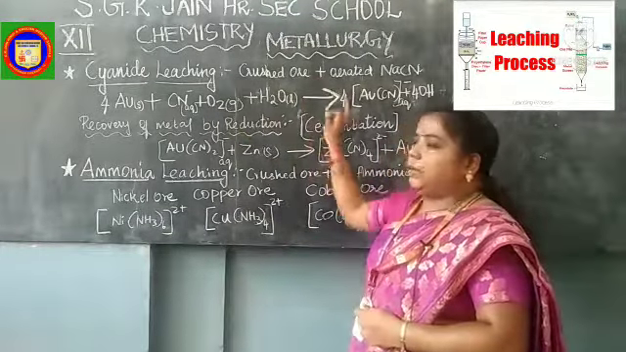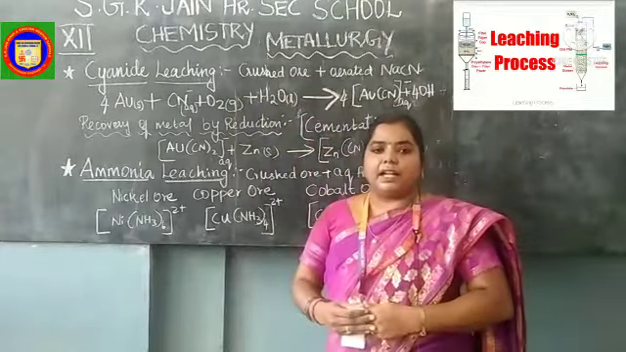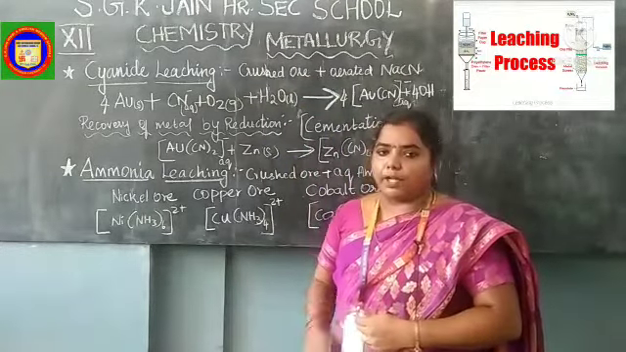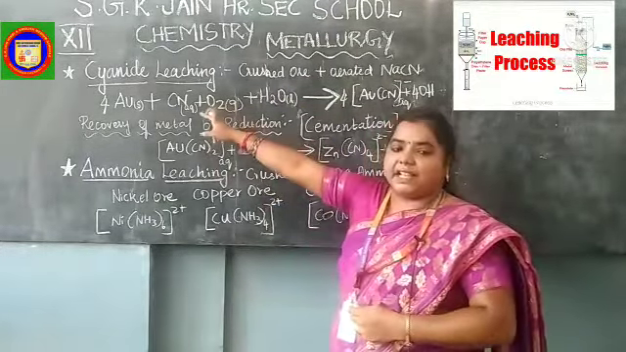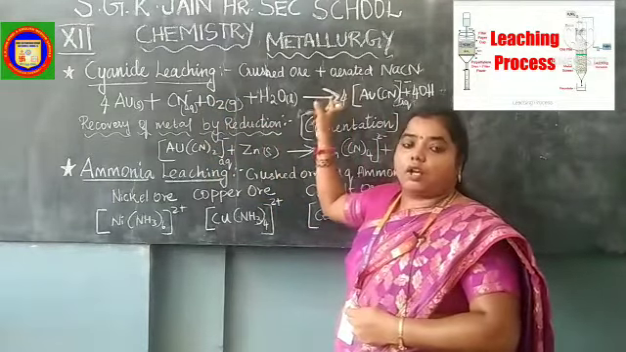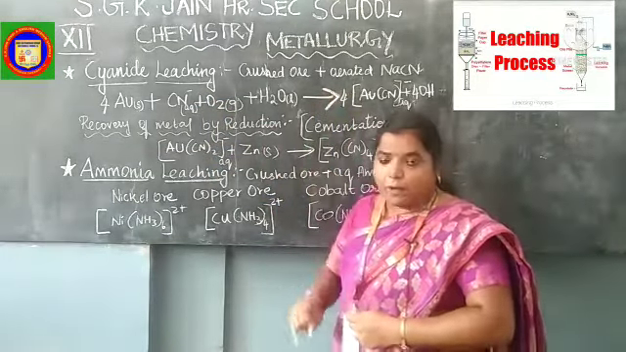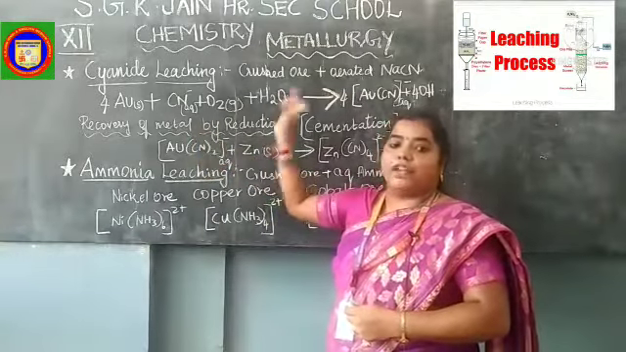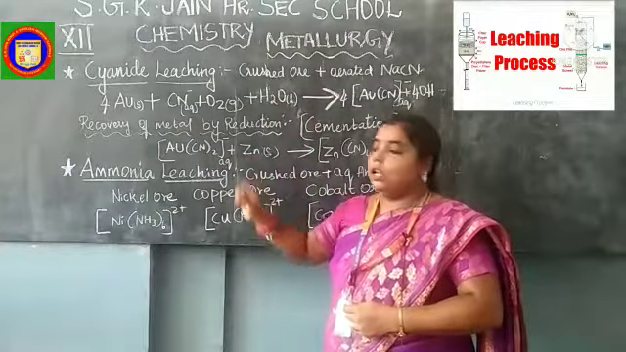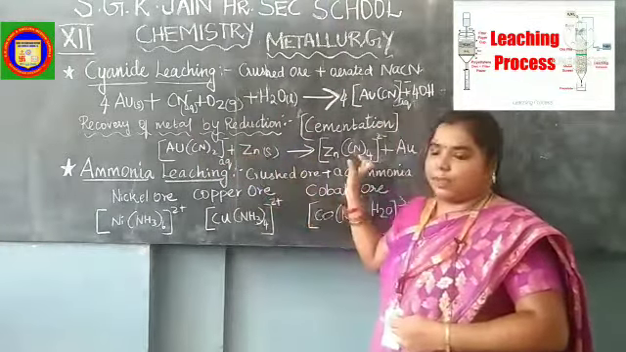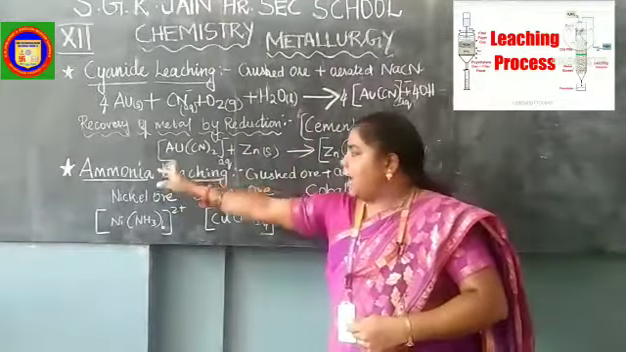Okay, so is it clear with the cyanide leaching? In the cyanide leaching, 2 processes are very important. First, by adding cyanide for the leaching, a soluble complex is formed. Second step, recovery of whatever metal we want: we just add zinc and we get the metal. The second type is ammonia leaching.